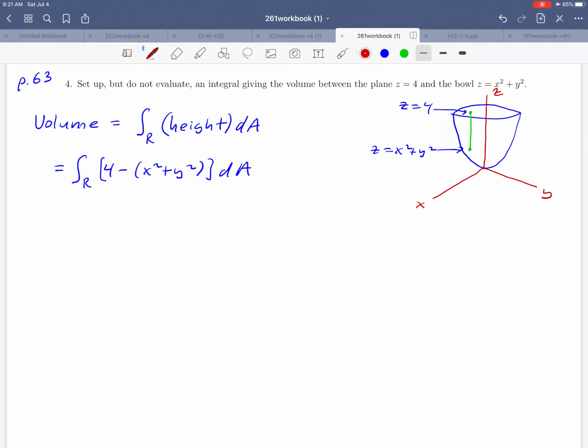And just to do a quick unit check, if we assume that all of our distances are measured in meters, height is going to be measured in meters, and area is going to be measured in meters squared. Multiply those, you get meters cubed. Those are the correct units of volume.